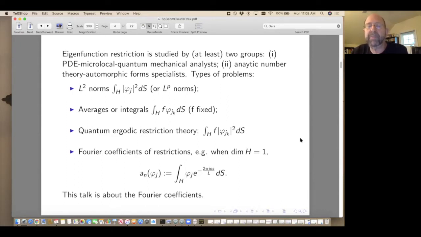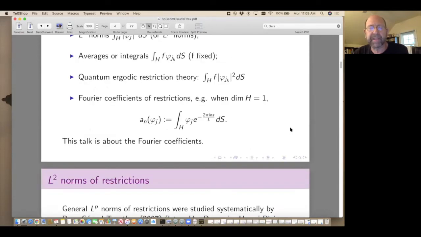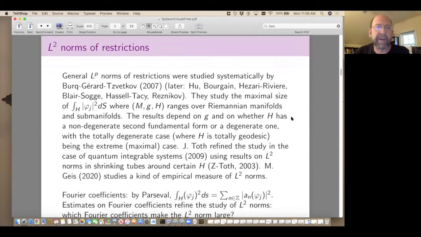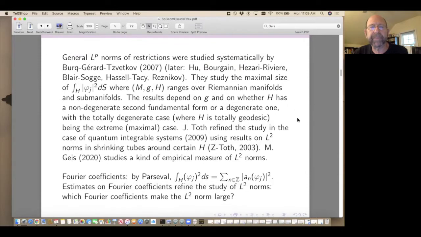Or one can study what are called quantum ergodic restriction theorems, where you integrate the square of the eigenfunction against the test function. In all these problems, the issue is to look at behavior along subsequences to understand estimates or asymptotics. In this talk, we're studying Fourier coefficients of the restrictions, so it's more similar to averages than to any of these other things. Here are some references to the literature.